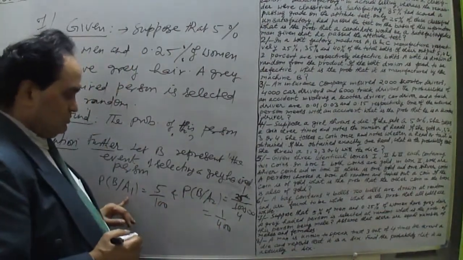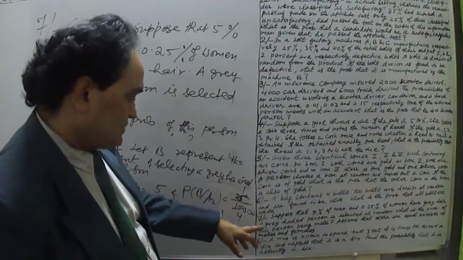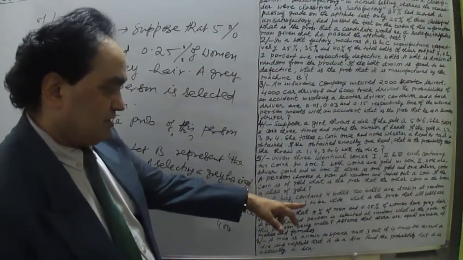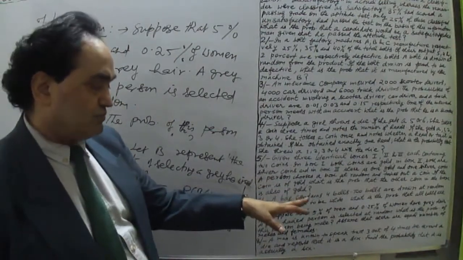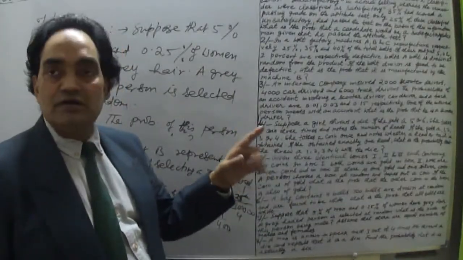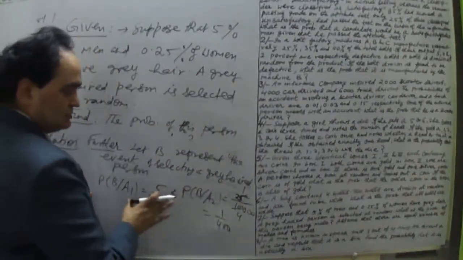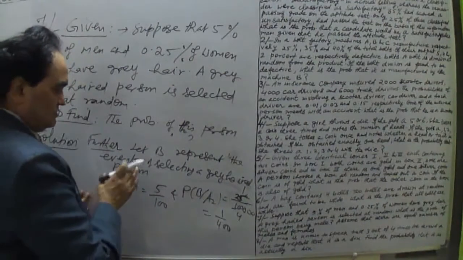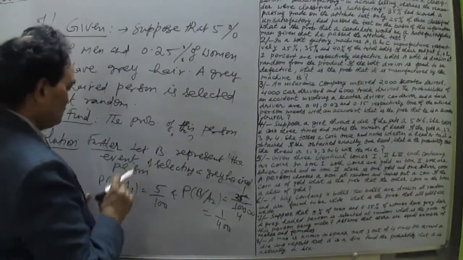B given A1 means a gray haired male is already given, the probability is 5% of men. Suppose that 5% of men and 0.25% of women have gray hair. These probabilities are given to us, so these are the likelihood probabilities. And the probabilities of A1 and A2 we have already calculated, 1/2 and 1/2.